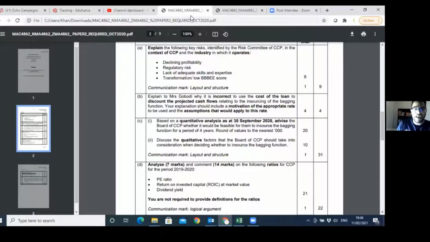I want you to make sure you understand the required. Advise management on the feasibility of insourcing the bagging function for a 4-year period. The insourcing of the bagging function is an investment project. It is a 4-year investment project. Any project that is longer than 12 months is considered a long-term investment, and hence you need to advise on the viability or the feasibility of a long-term investment project. So that means you are in the domain of capital budgeting. You must think about the capital budgeting techniques. They never told you which one to use. So therefore, you use NPV because that is the most superior capital budgeting technique.